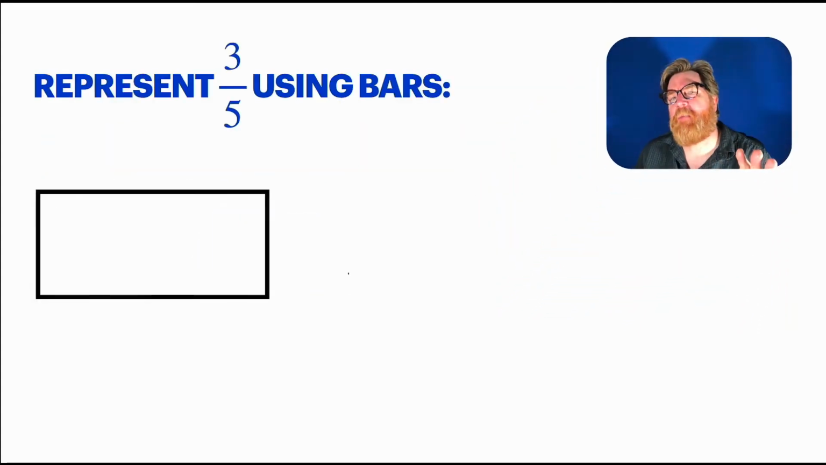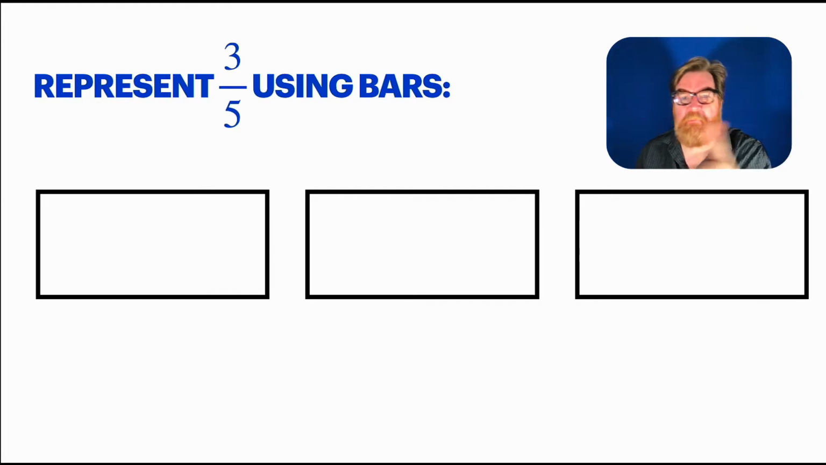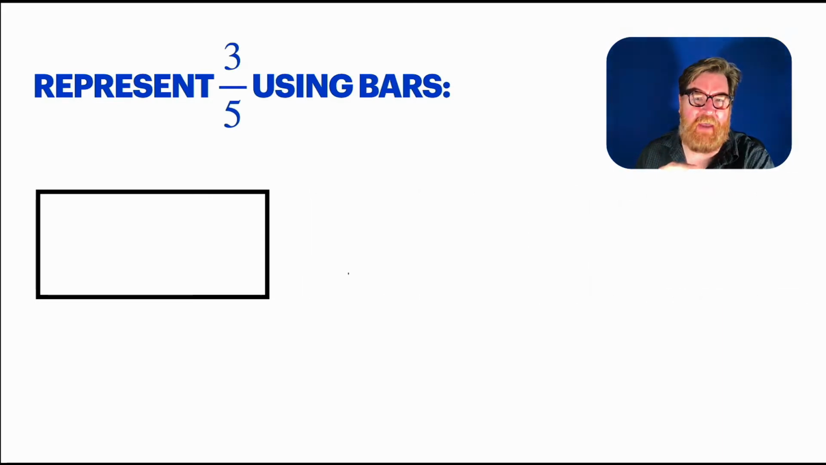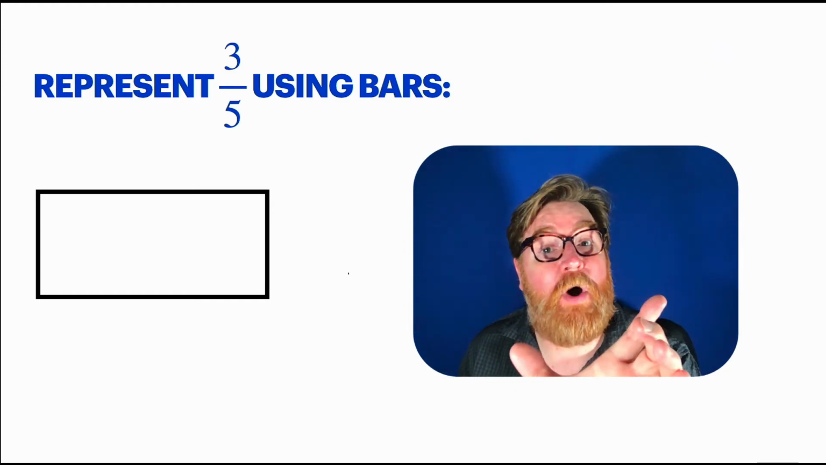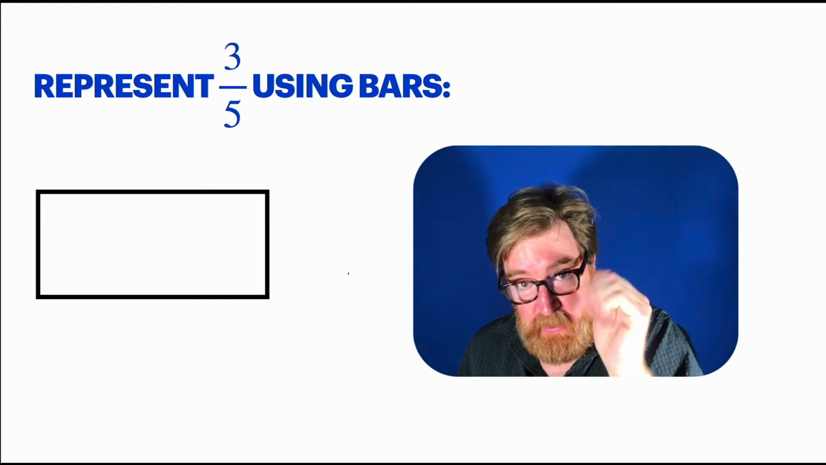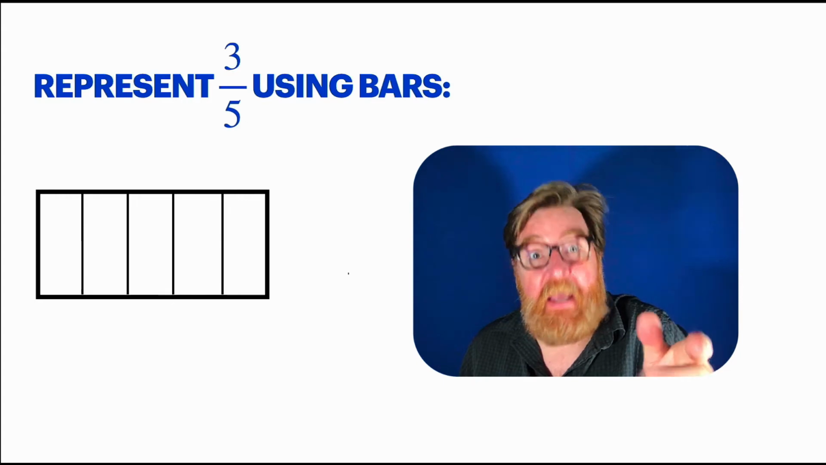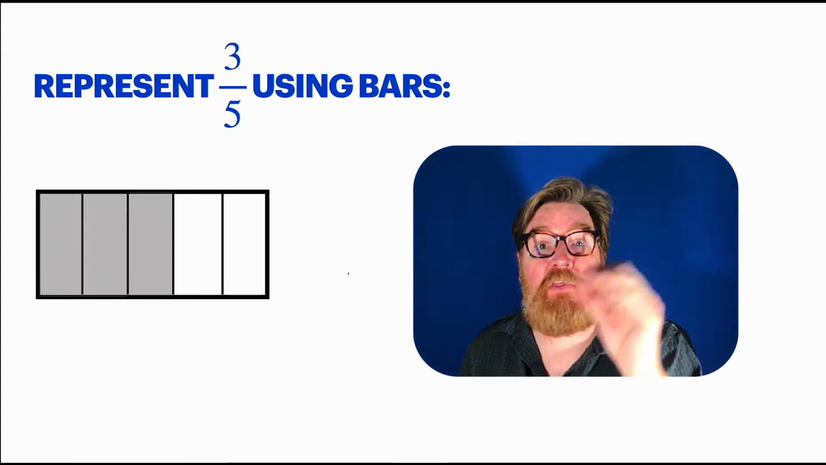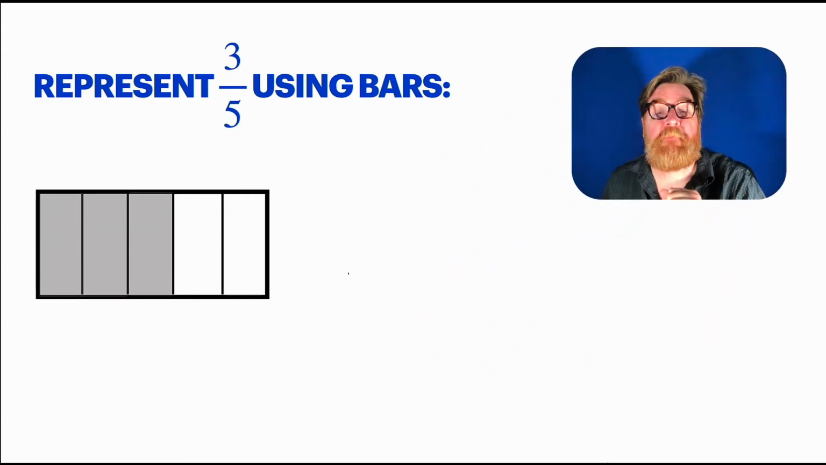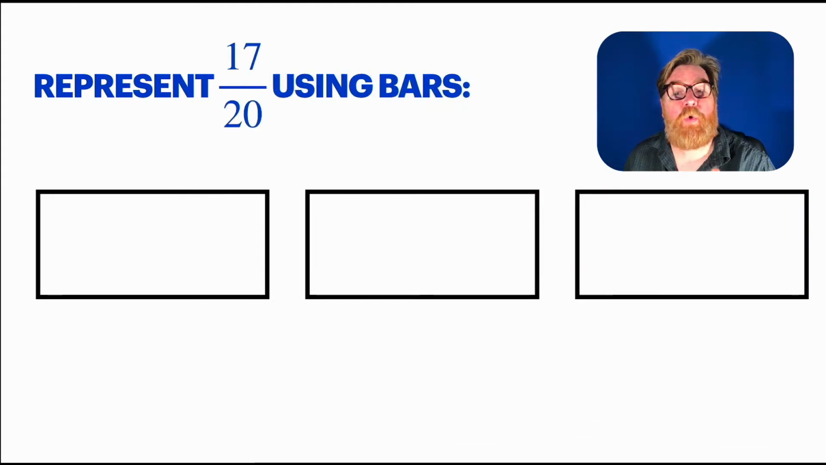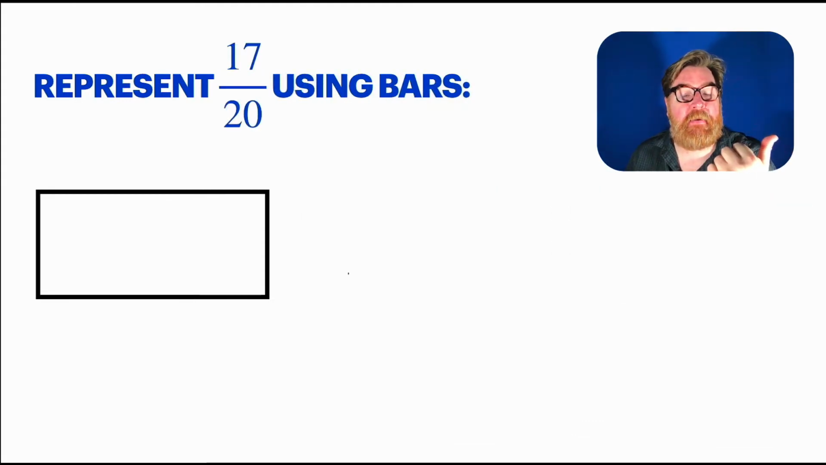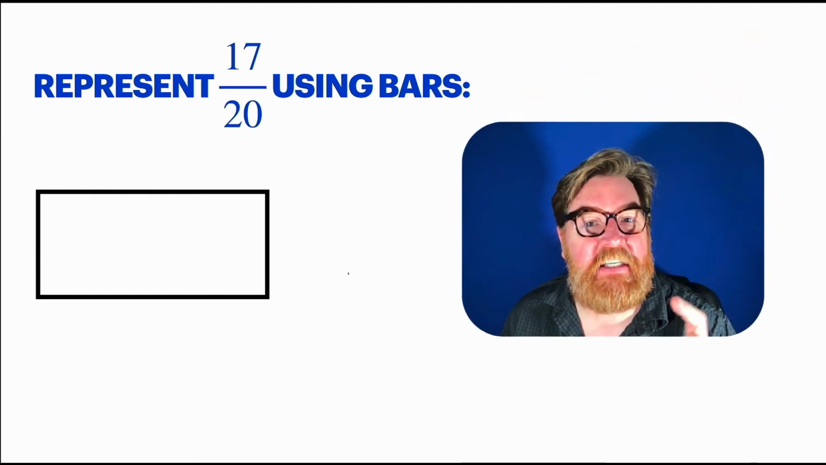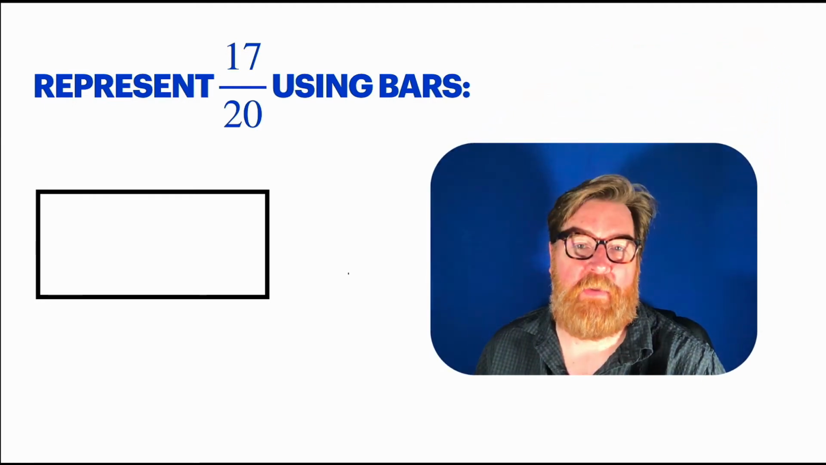So let's say you wanted to represent 3/5 using these bars that you have laying around. Well, right off the bat, you and I know that 3/5 is less than 1. So we don't need those other 2 bars. Let's get rid of those guys. What we're going to do is take 1 bar, split it up into 5 equal pieces, and keep 3 of them. 3/5. Even a number like 17/20 we can do with bars.